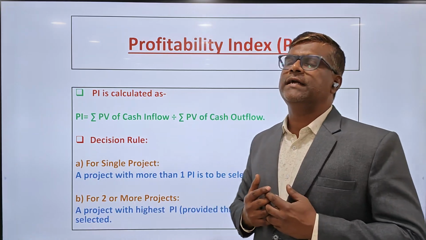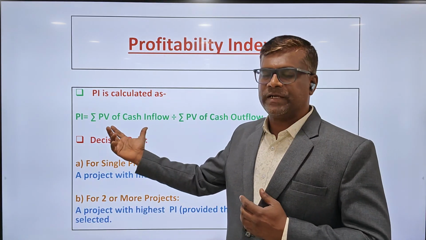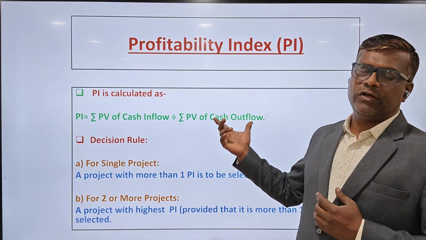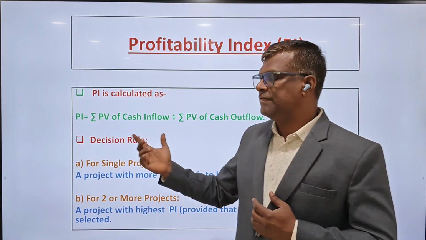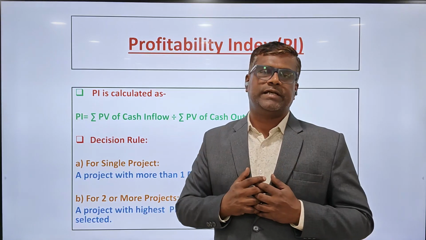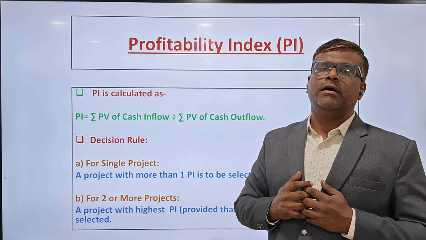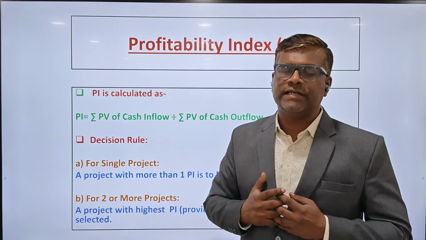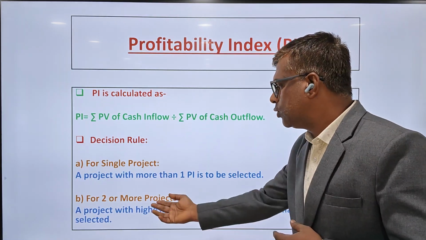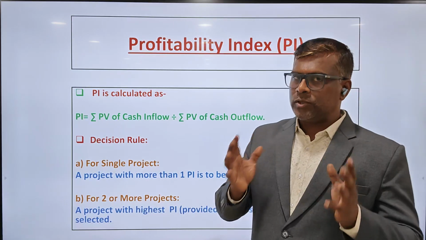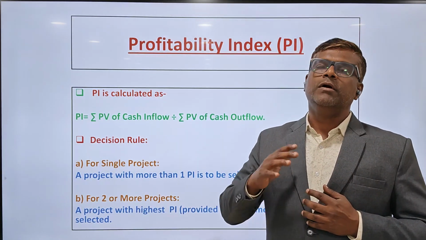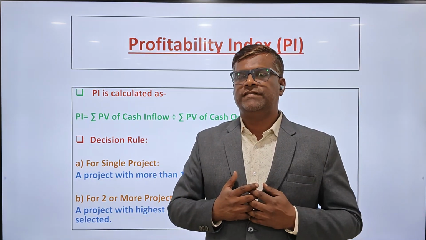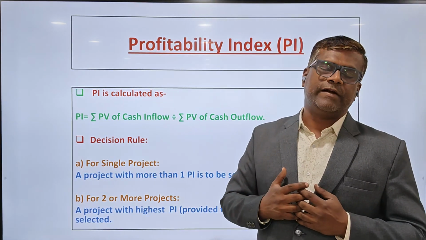The formula for calculating PI is summation of present value of cash inflow divided by summation of present value of cash outflow. And the decision rules are, for a single project, a project having a profitability index of more than 1 is to be selected. And for 2 or more than 2 projects, a project with the highest PI, more than 1, is to be selected. So this is the decision making for profitability index.